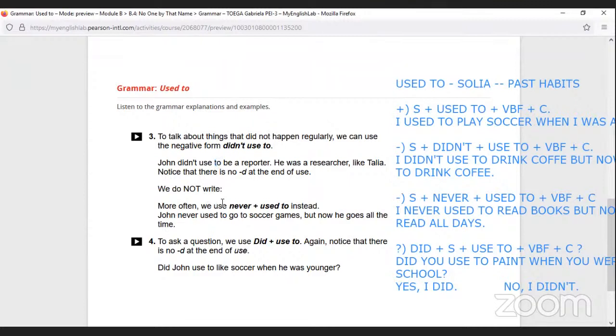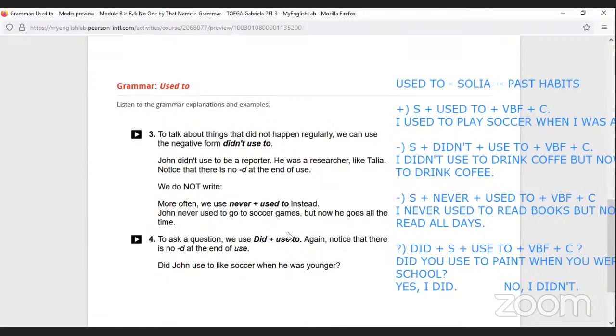The other way, in order to make it a little bit stronger, okay, when we say some activity that we do not often, we use never and used to. In this case, yes, we put the d. Used to. Never. John never used to go to soccer games, but now he goes all the time. Okay, so it is stronger.